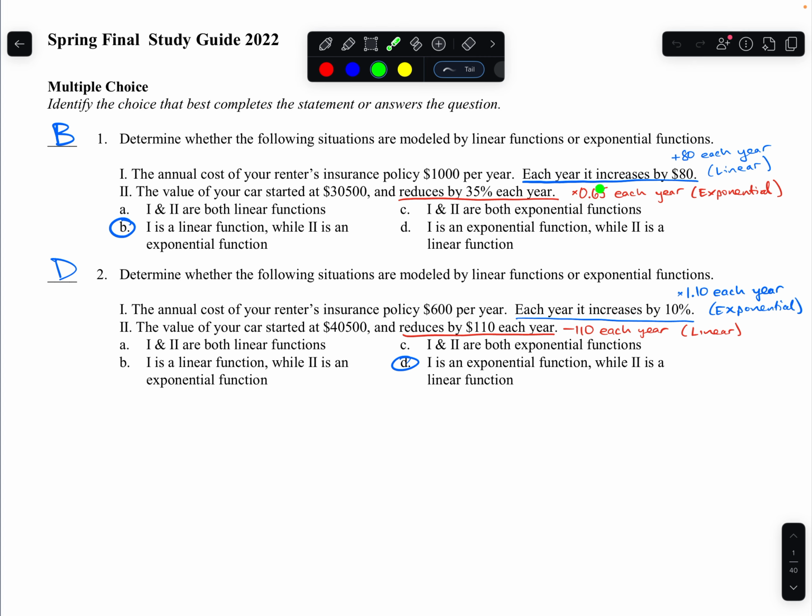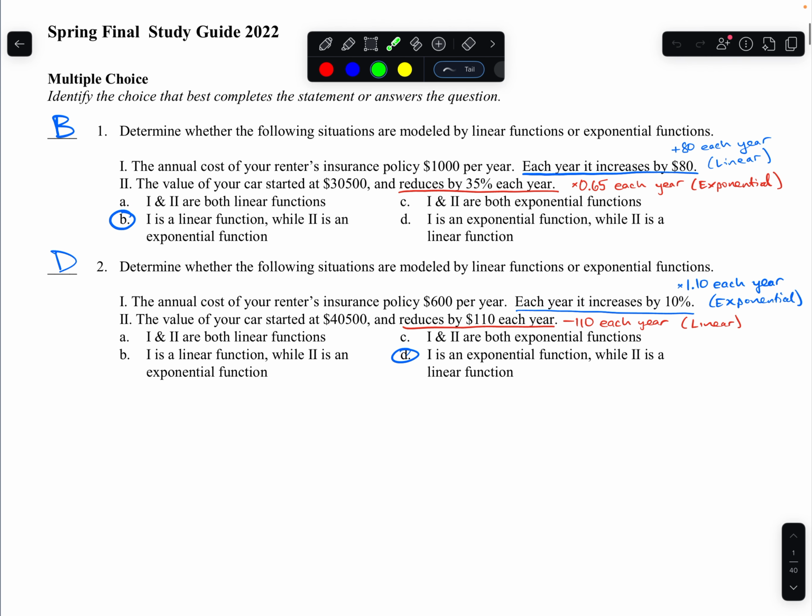And whatever that number is, we could multiply it by 0.65 again to see how much the car would be worth the following year. And that would not be linear. We're multiplying instead of adding each time. So it would form a geometric sequence, which means it's an exponential function. So the answer is B.